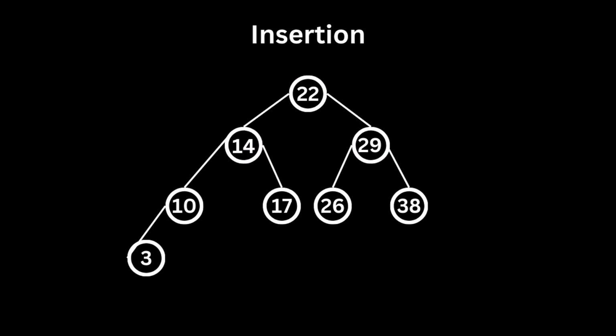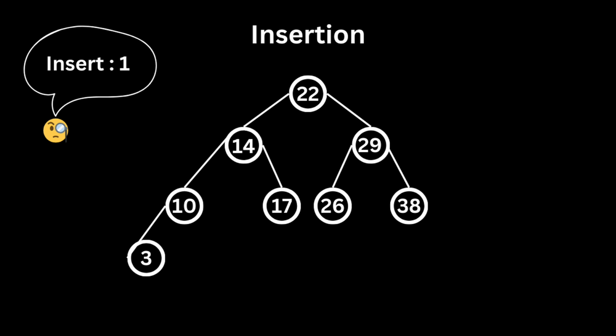Alright, let's jump right into insertion. Check out this example of an AVL tree. We're going to insert the number 1 into this tree. Quick recap, remember what an AVL tree is? It's a balanced binary search tree where the left node is smaller than the root, and the root is smaller than the right node. First step.